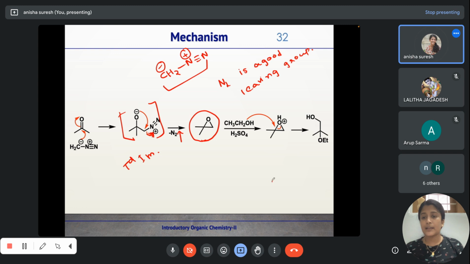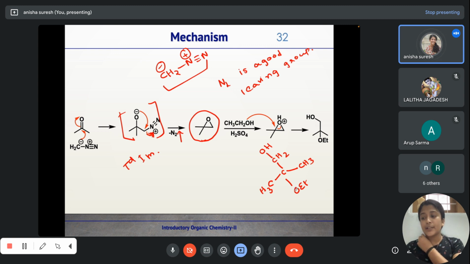So this is CH3, C, CH3, OEt, CH2, OH. The product will be, there will be a chiral carbon. Sorry, it is not a chiral carbon because the CH3s are the same groups, right? So there will be a central carbon substituted with two CH3s, one CH2OH and one OEt.